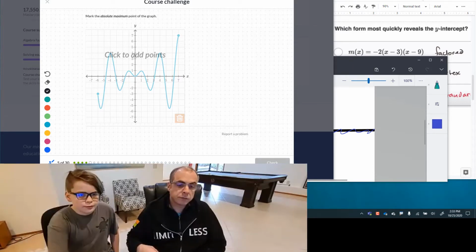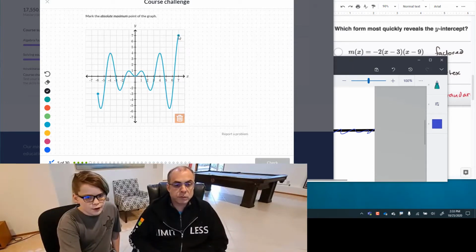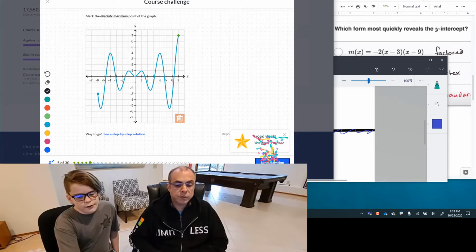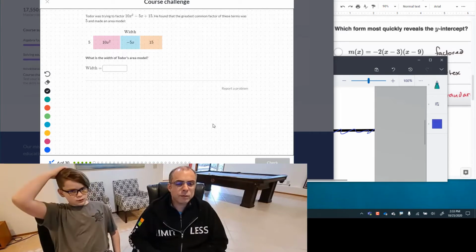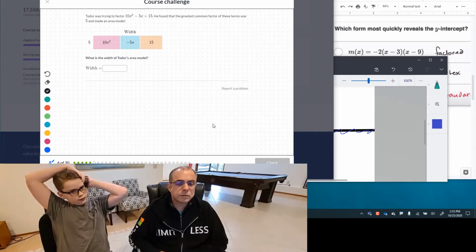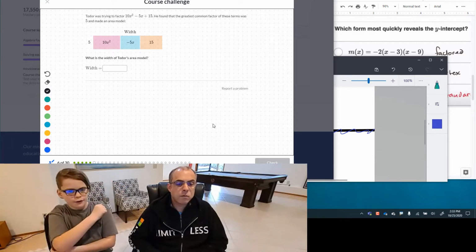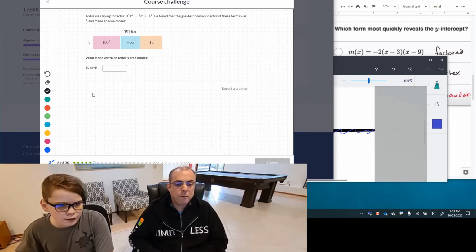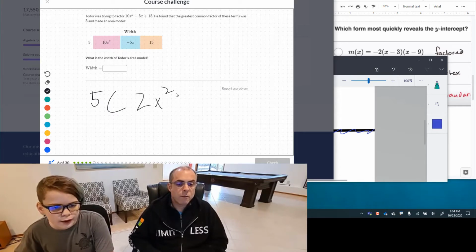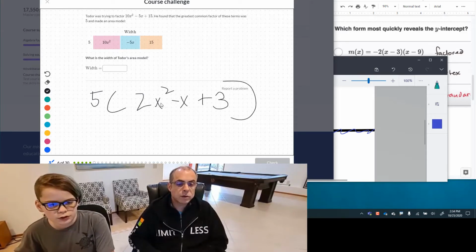So it's right here. Okay. So if you take out 5, that would equal 2x squared minus x plus 3. So that's what it equals. Okay.